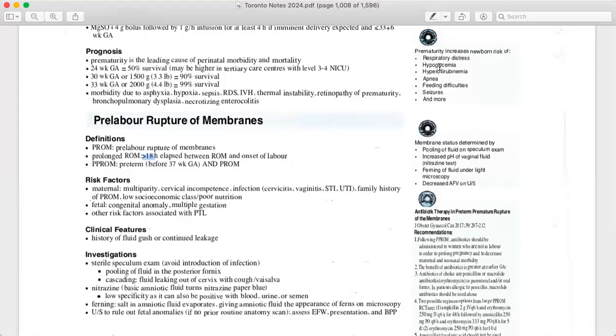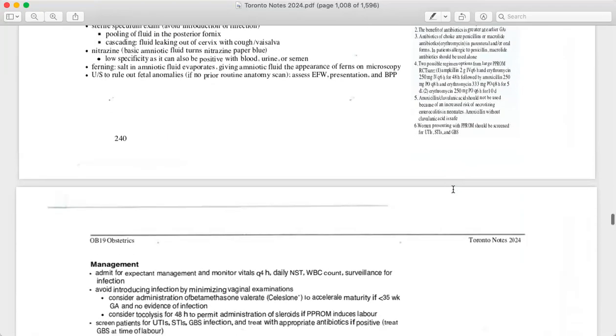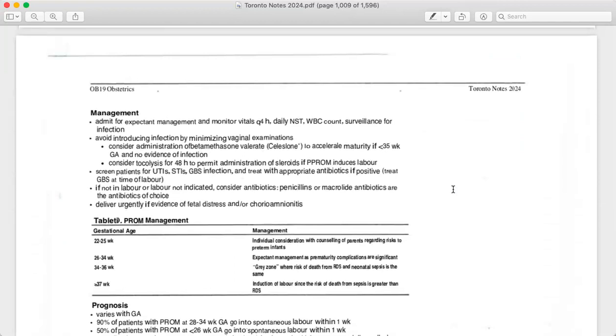Membrane status is determined by pooling of the fluid, increased pH of vaginal fluid, ferning of the fluid under light microscopy, and decrease of amniotic fluid volume on the ultrasound. So ultrasound can help you find out the amniotic fluid volume. This can lead towards the finding of the pre-labor rupture of membrane. Management is admission for expectant management and monitoring vitals every 4 hours. You are going to do daily NST and WBC count to find out if there is an infection. Surveillance for infection. Avoid introducing infection by doing minimal examination.